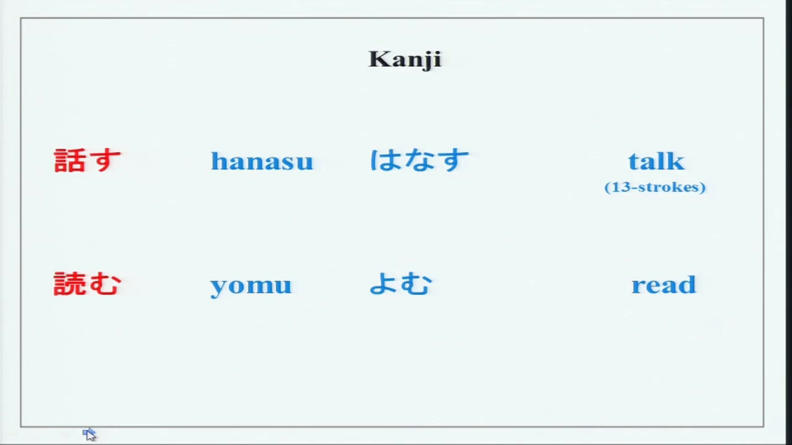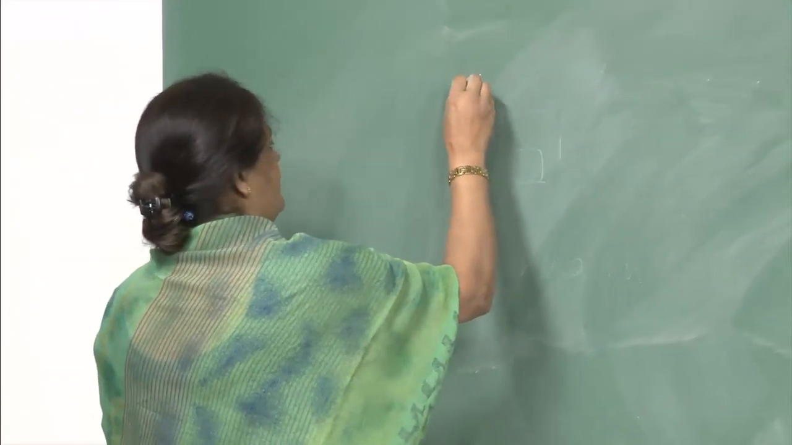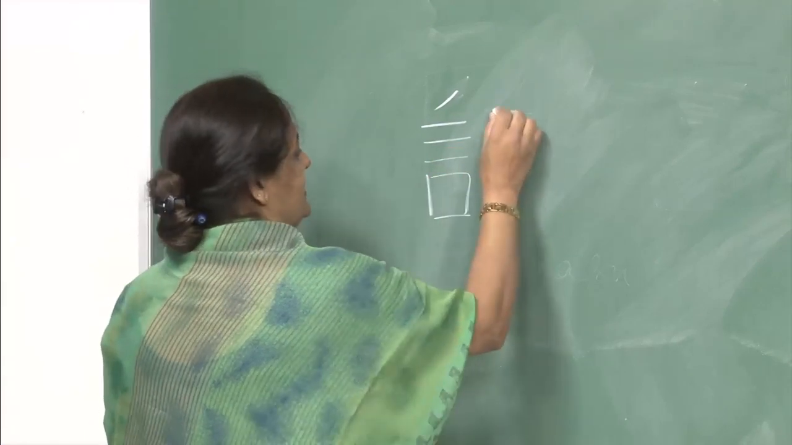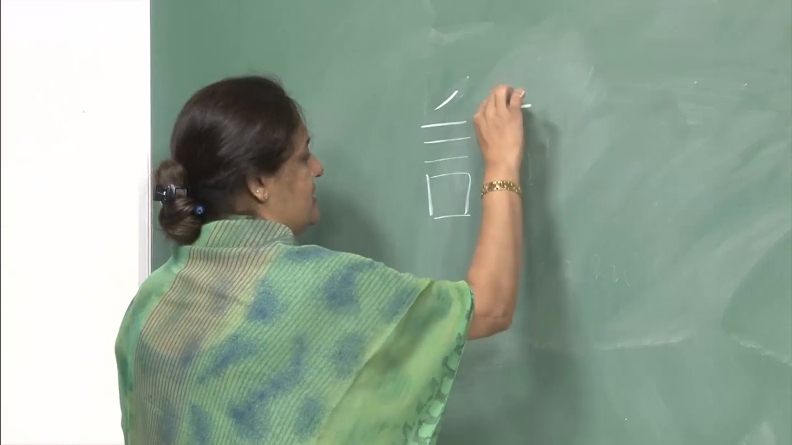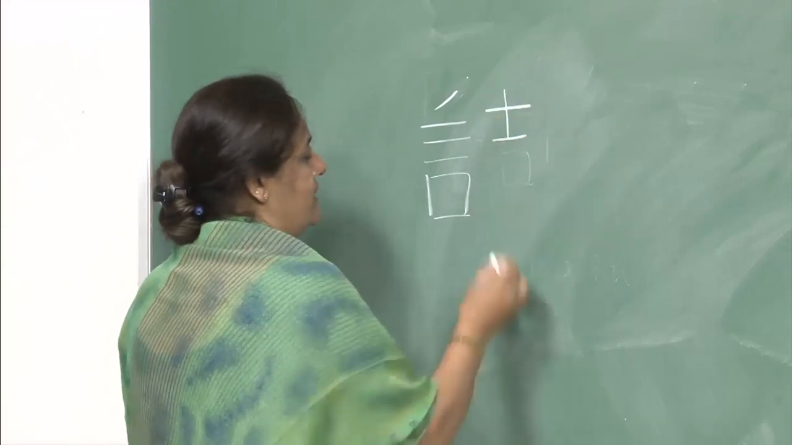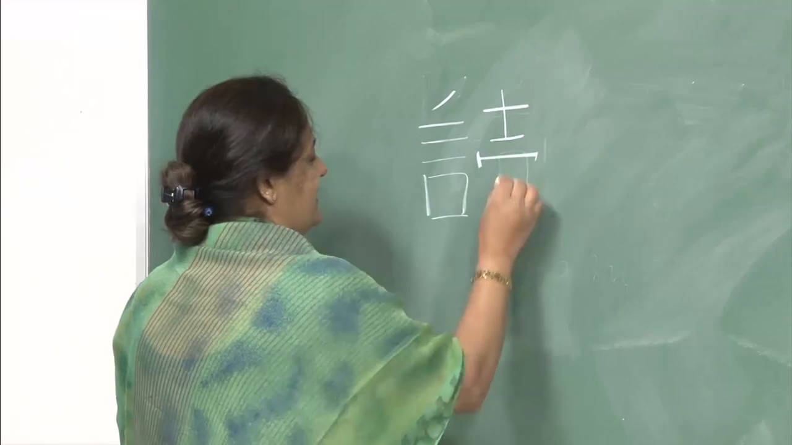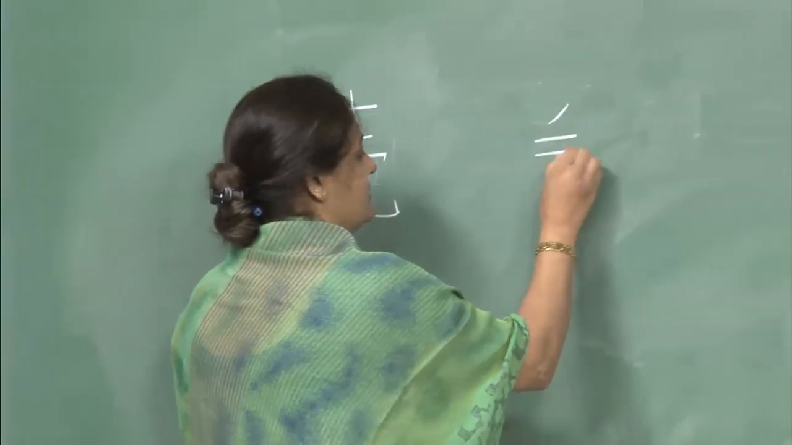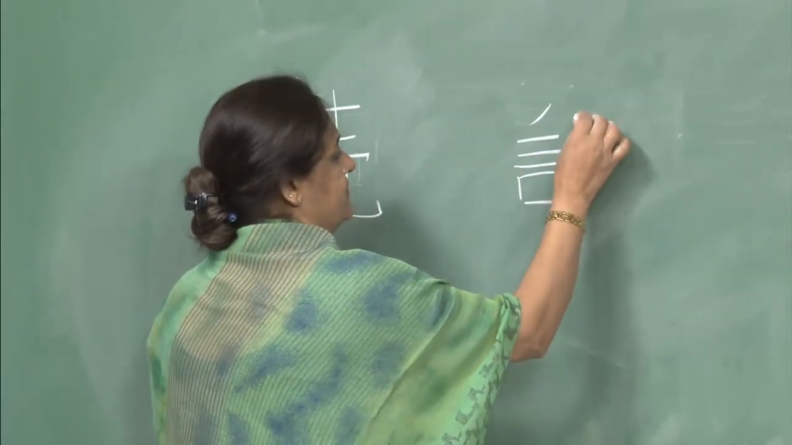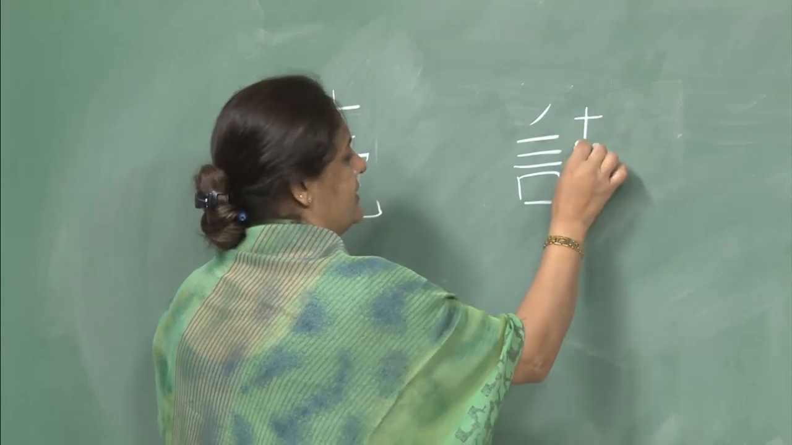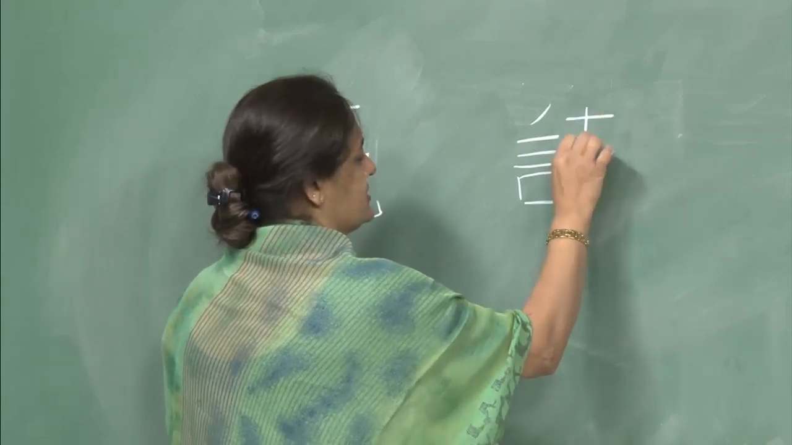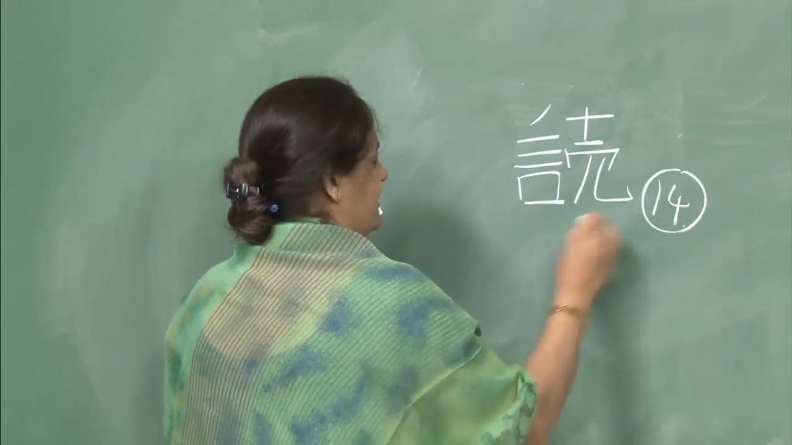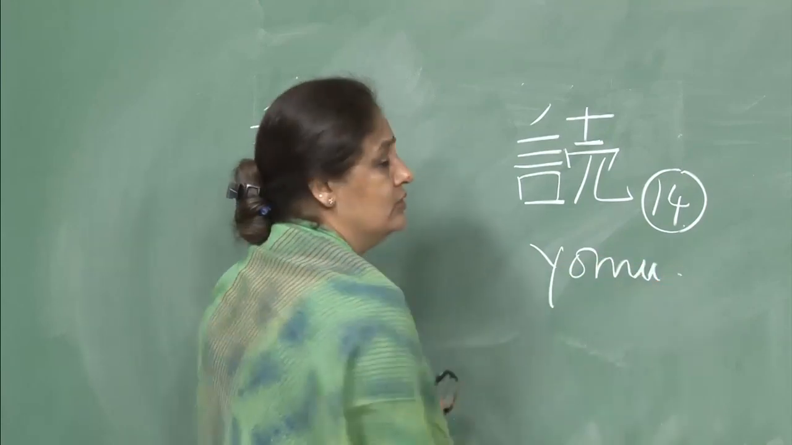Now, I will make it once again for you over here. Let us see. 1, 2, 3, 4, 5, 6 and 7. This you have done. 1, ichi, ju, doyobi. Then we make something like this and yomu. So, once again, 1, 2, 3, 4, 5, 6 and 7, 8, 9, 10. This is longer, this is smaller, 11, 12, 13 and 14. It is a 14 stroke character, meaning yomu, to read.